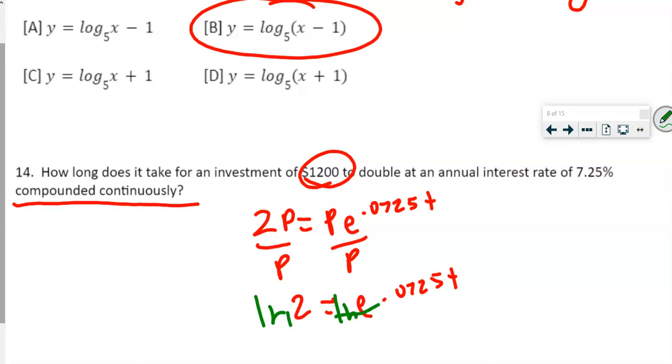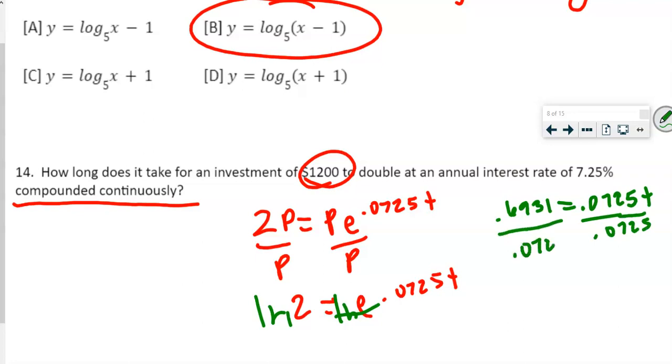So that's canceled out, and so we take the ln of 2, which is 0.6931, and we set that equal to 0.0725 t, and we divide both sides by 0.0725. So our answer is t is equal to 9.6 years.